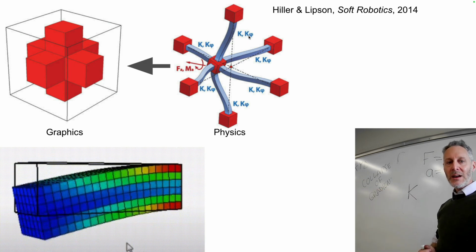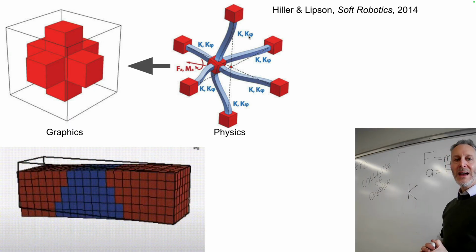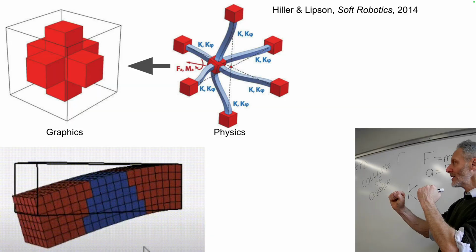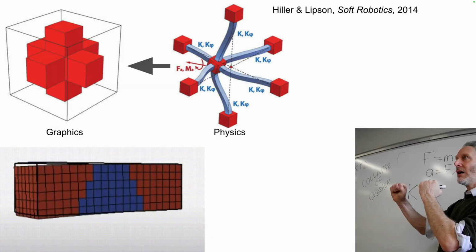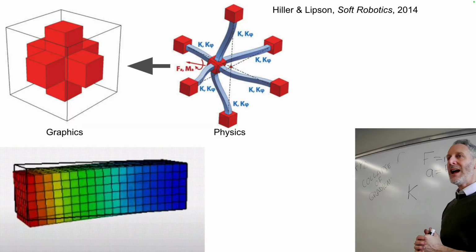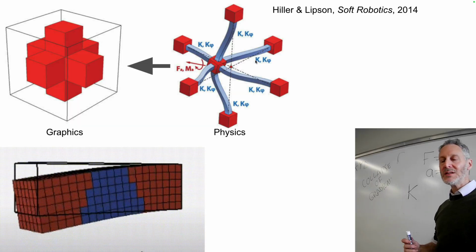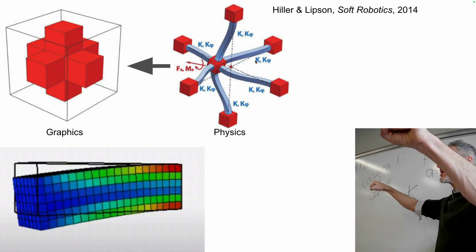The next one, k sub phi, also has 3 numbers associated with it, and it indicates how much the beam resists yawing, pitching, and rolling. So there are a total of 6 different forces that can act on the 2 ends of the beam.